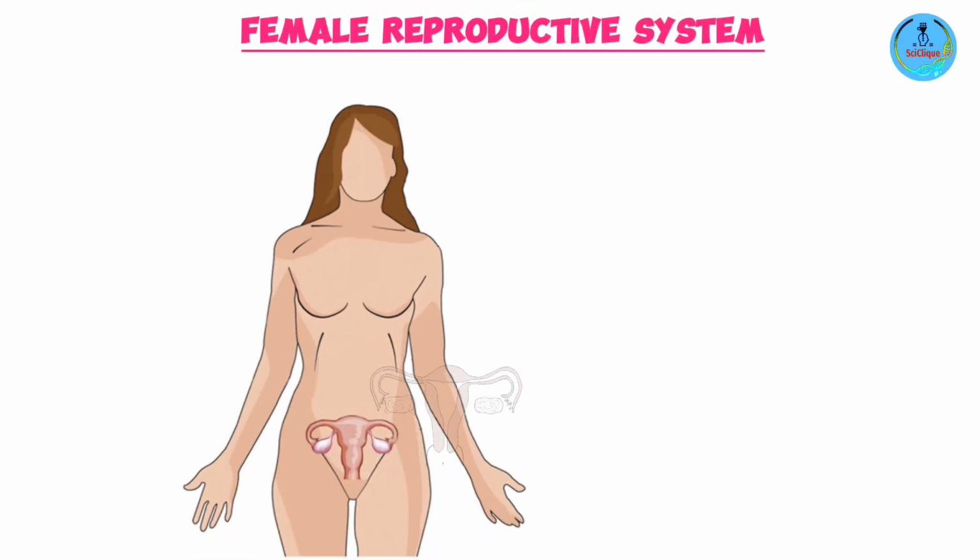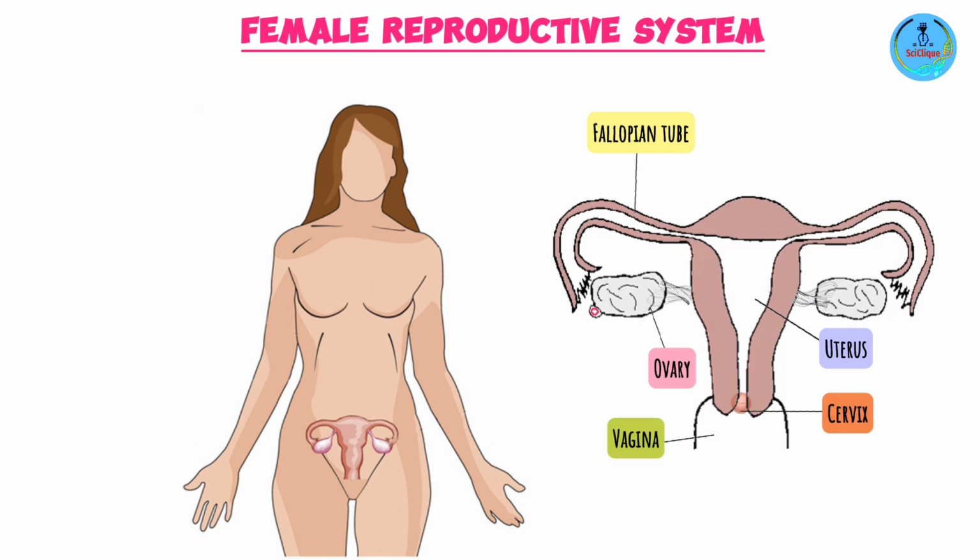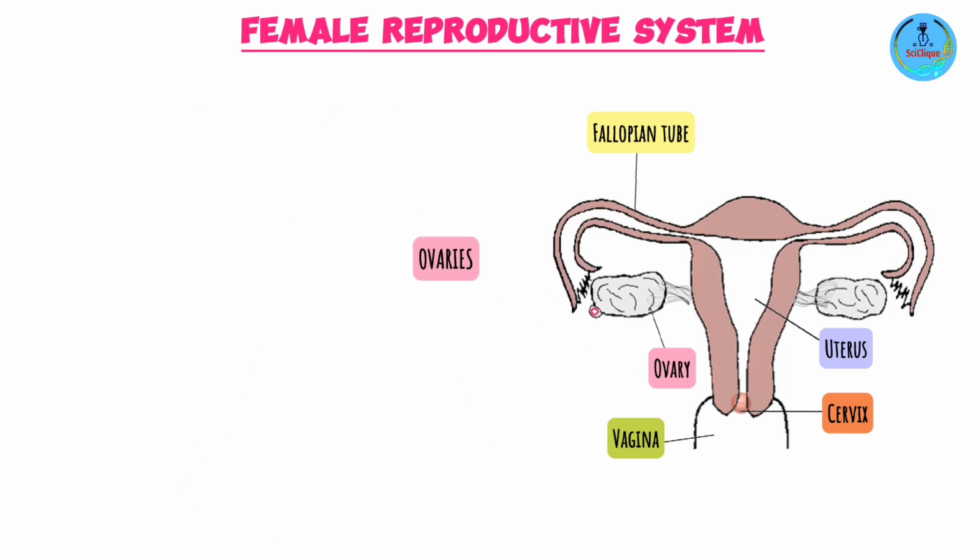Let us discuss the female reproductive system. Now, when discussing this, I'm going to focus on the following structures: the ovaries, the fallopian tube, which is also known as the oviduct, the uterus, the cervix, vagina, and a little bit about the vulva. So essentially what I'm going to do is discuss the structure of each of these and the role they play. So let us start with the ovaries.